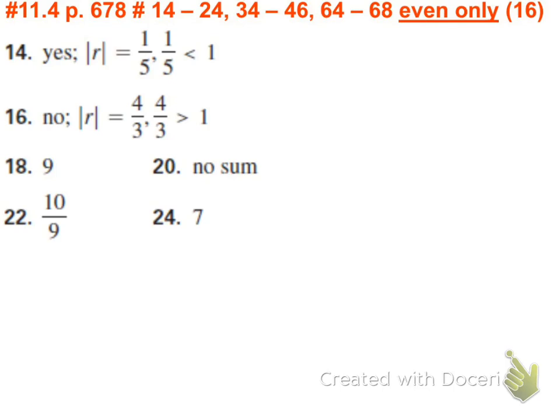Number 14, you should have said yes, and then the absolute value of the rate was equal to 1/5, and 1/5 is less than 1. 16, no, because the absolute value of the rate was 4/3. 4/3 is greater than 1. Remember, the rate was supposed to be less than 1 for there to be a sum. 18, the sum is 9. 20 would not have a sum. 22, the sum is 10/9. And 24, the sum is 7. Let's check the next set.